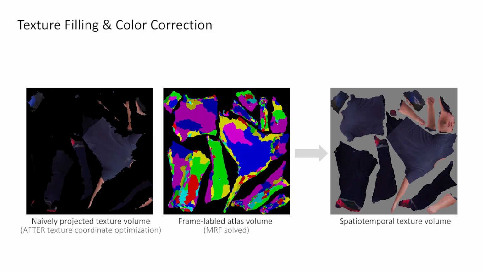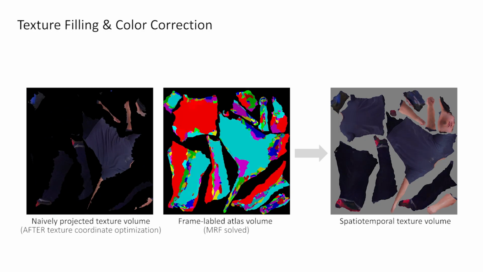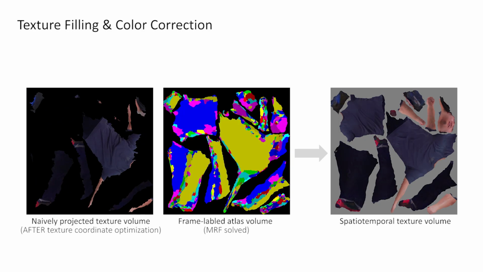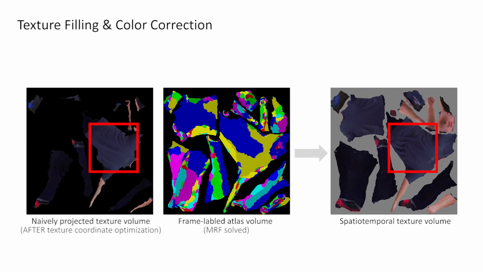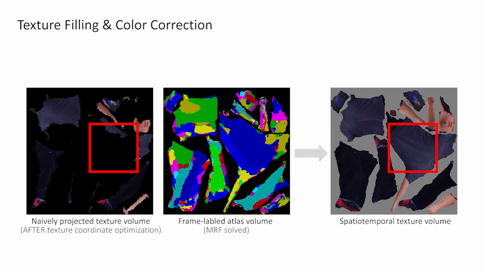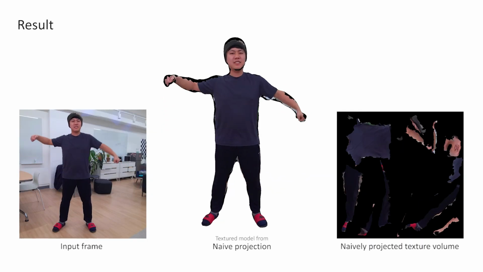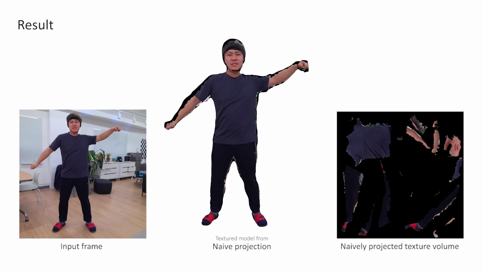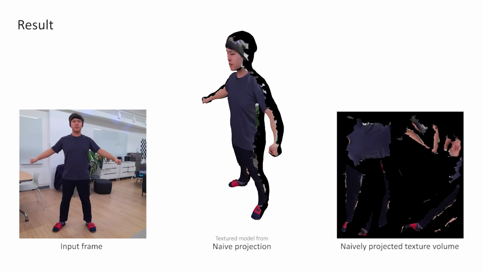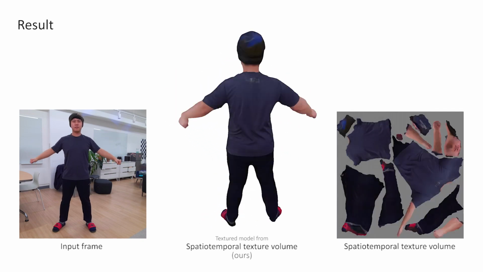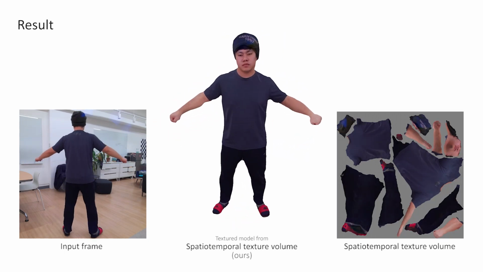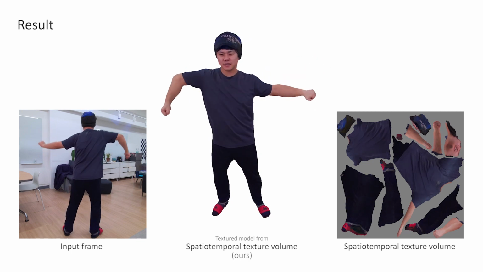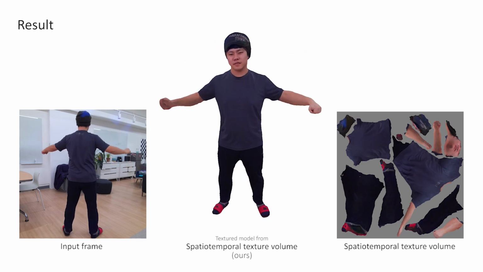In addition, color correction using gradient processing is used to resolve rapid color changes on label boundaries. As a result, the dynamic texture volume can cover invisible regions as well as visible regions at every frame. As we have already seen, the naive projection method cannot cover invisible regions and contains texture drifts. In contrast, our framework can reconstruct a plausible time-varying dynamic textured mesh using a spatiotemporal texture volume.